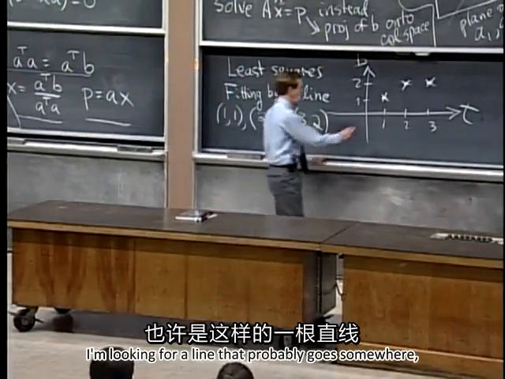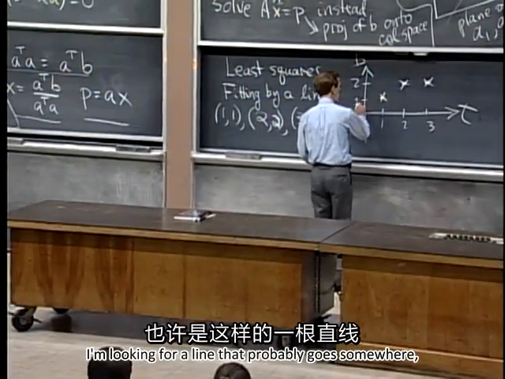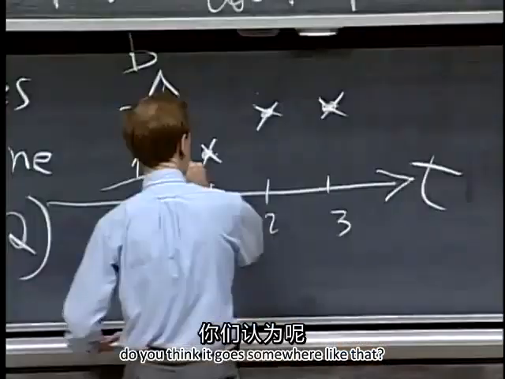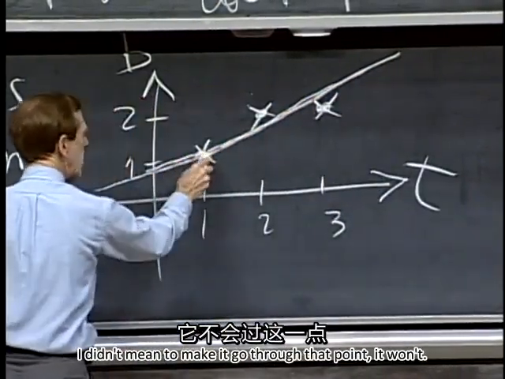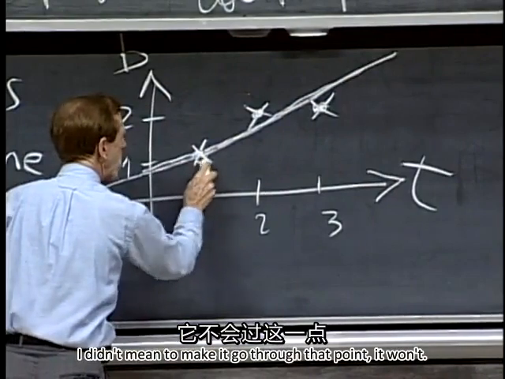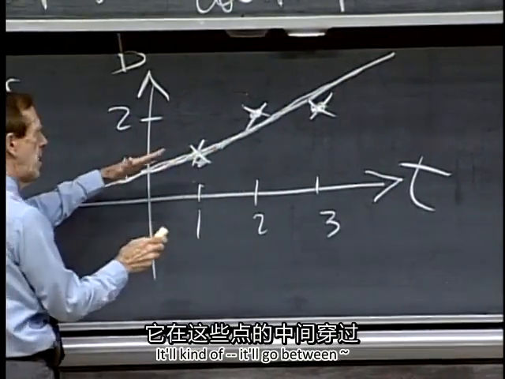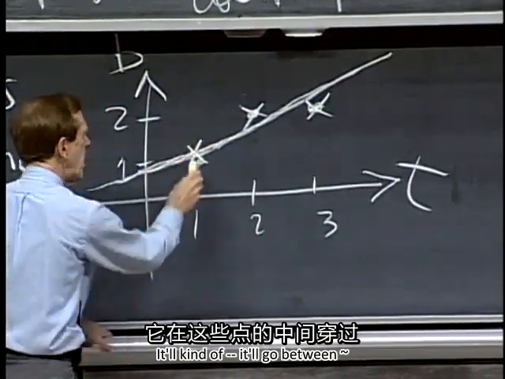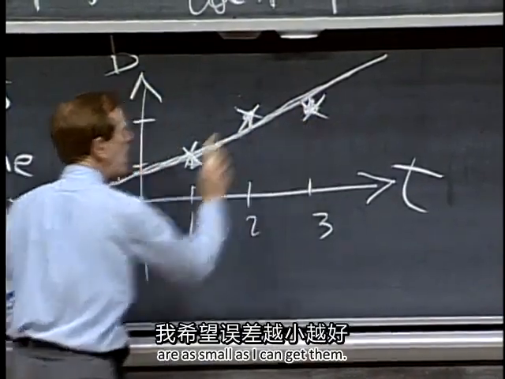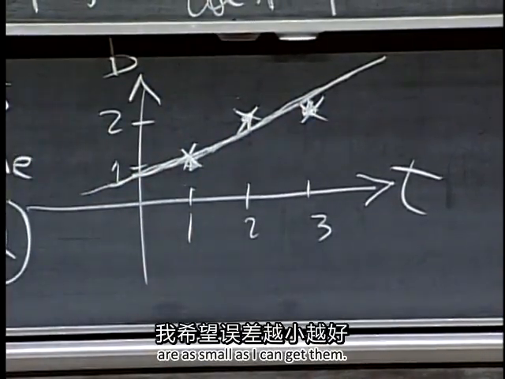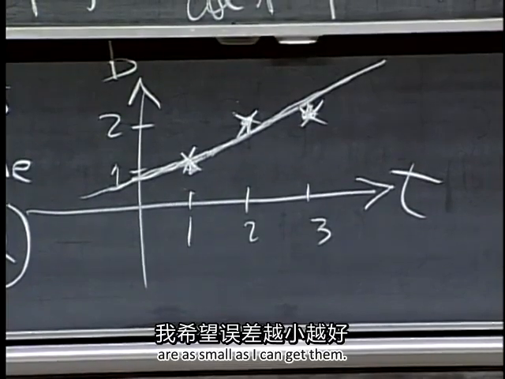I'm looking for a line that probably goes somewhere. Do you think it goes somewhere like that? I didn't mean to make it go through that point. It won't. It'll go between, so the error there and the error there and the error there are as small as I can get them.